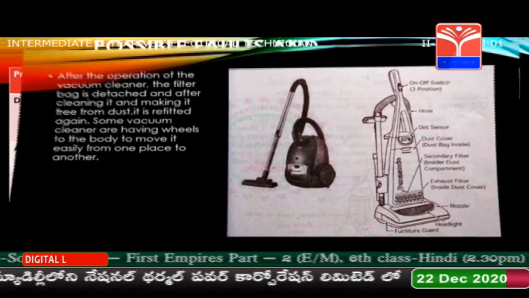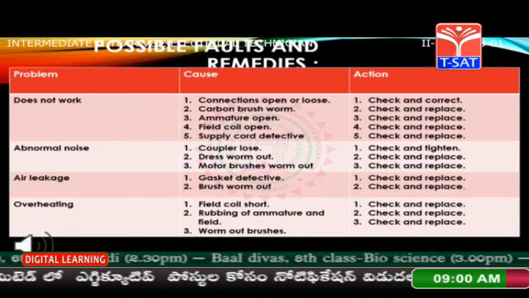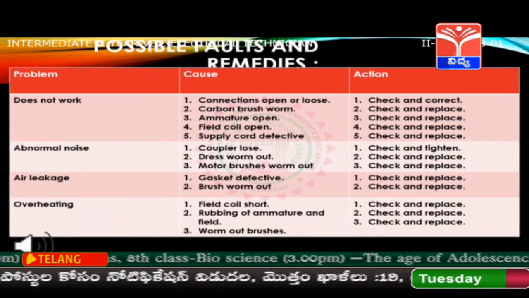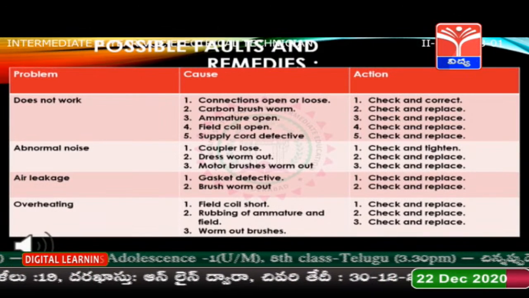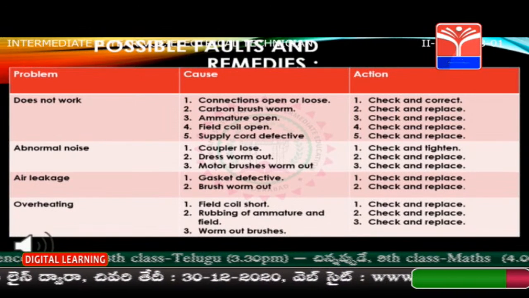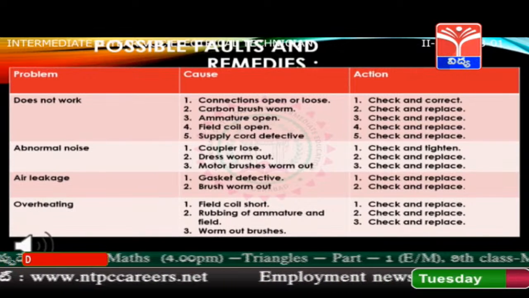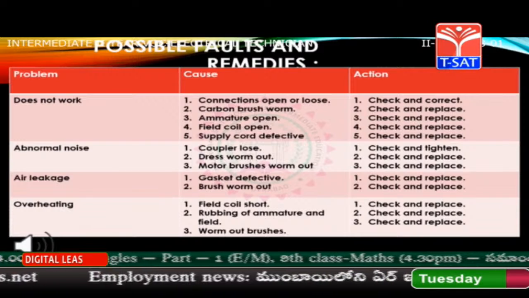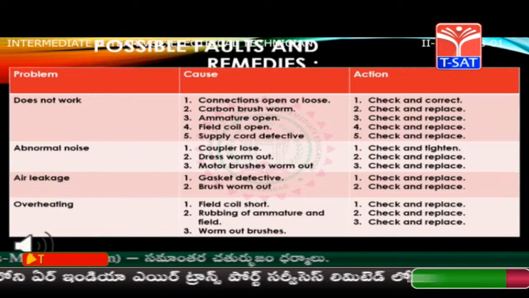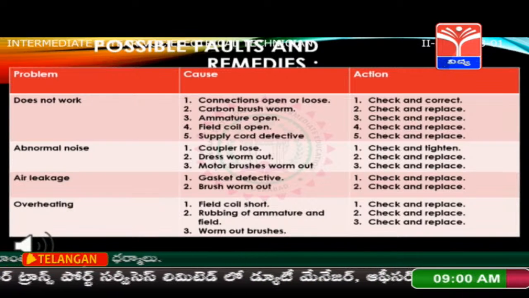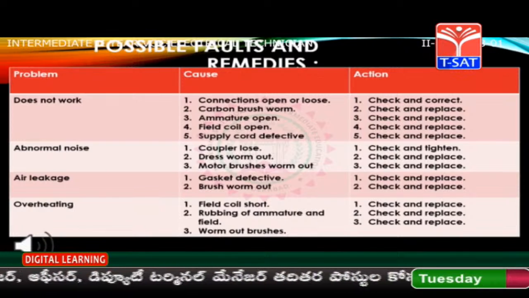Troubleshooting of vacuum cleaner. Problem, cause, action. Problem: does not work. Cause: connection open or loose. Remedy: check and correct. Cause 2: carbon brush worn. Action: check the brush. If worn, replace it.